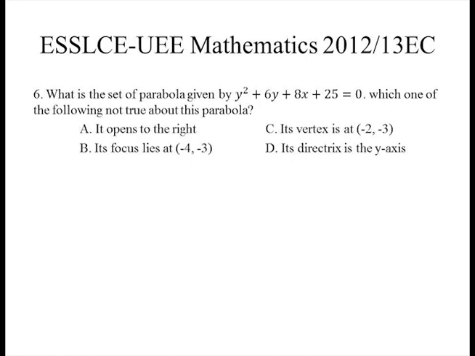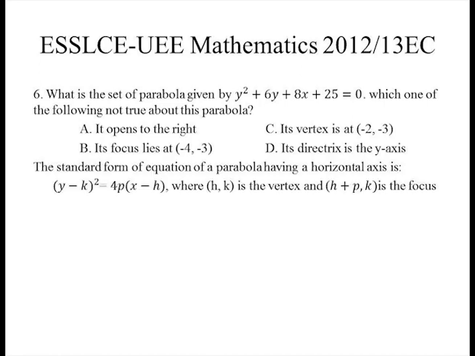Thus the parabola has a horizontal axis. The standard form of equation of a parabola having a horizontal axis is y minus k the whole square is equal to 4p times x minus h, where (h, k) is the vertex and (h plus p, k) is the focus. So let's rewrite the equation in standard form.